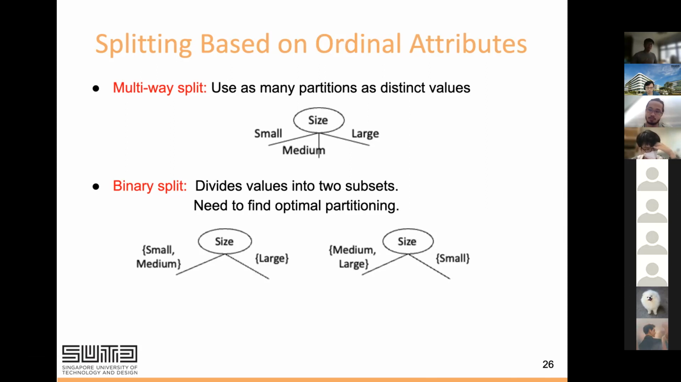Then next, if we look at ordinal attributes, we actually do the same. For sizes, we have small, medium, large. Similarly, we can divide the 3 values into 2 subsets: small, then medium and large; or small and medium, then large. So it's very similar to how we do it with nominal attributes.